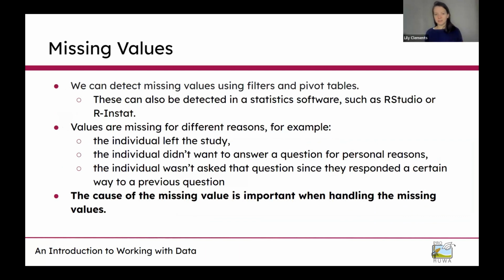So we can detect missing values using filters and pivot tables. These can be detected in a statistics software such as RStudio or R-Instat or any software of your choice. Values are missing for different reasons.